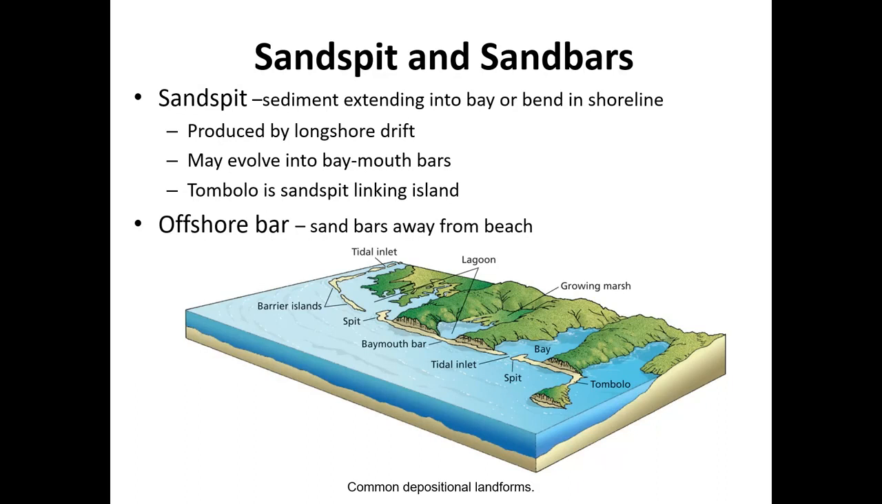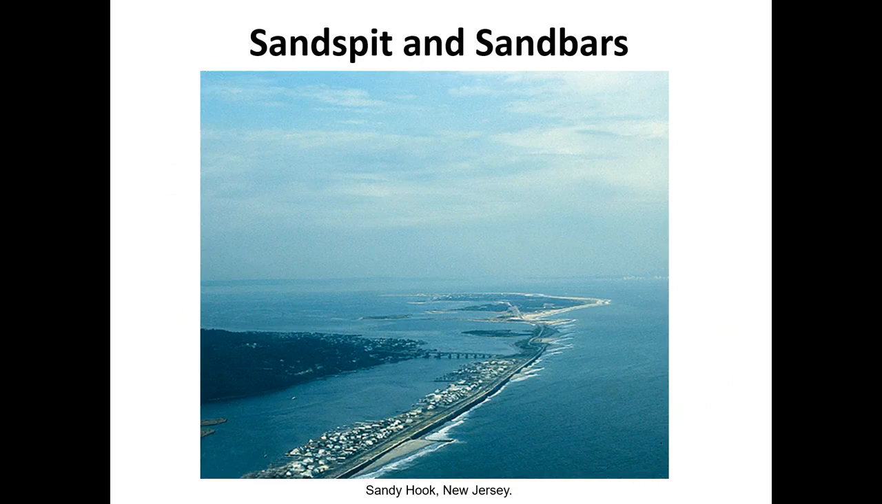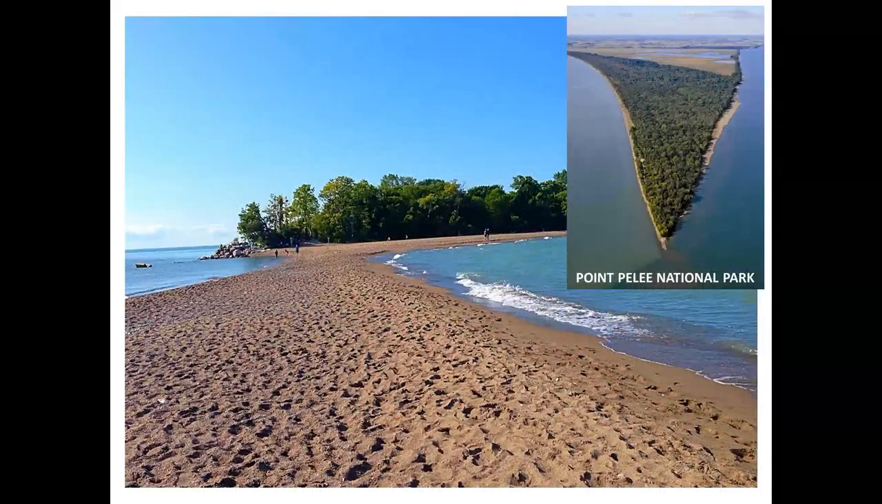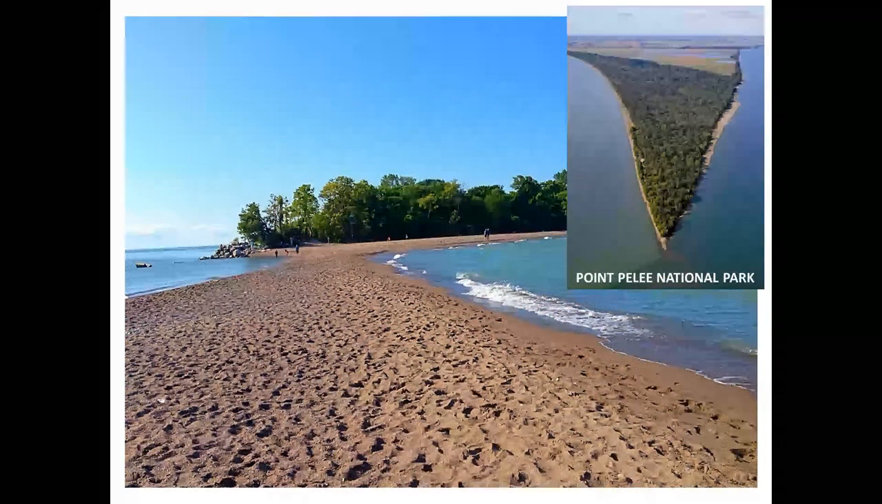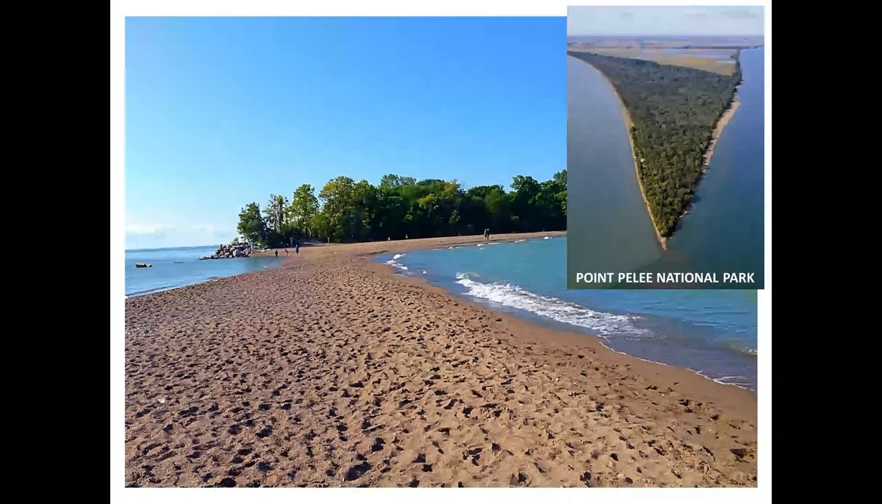And then you also have barrier islands that can form along depositional coastal landforms like we have along the east coast of our country, especially along North Carolina. This is sand spits and sandbars. This particular picture here is Sandy Hook, New Jersey. So that's a barrier island off the coast of New Jersey. And then this picture here is a sand spit called Point Pelee National Park. This is a long point of mostly sand that extends into Lake Erie on the northern part of Lake Erie.